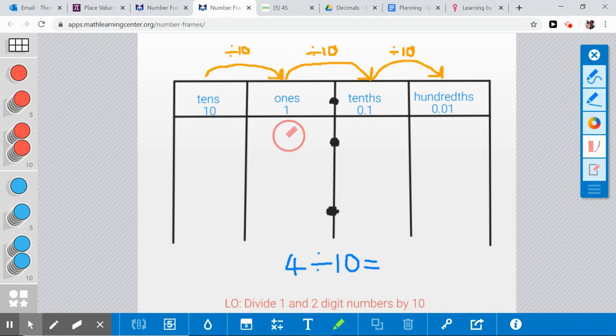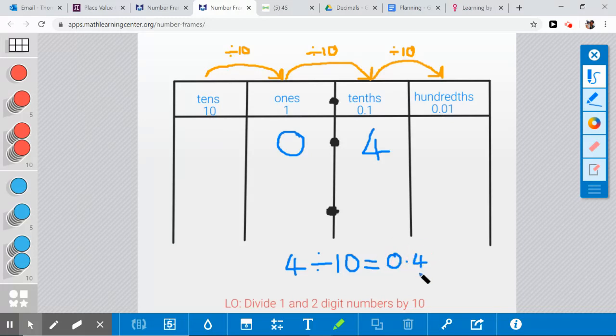So let's rub it out. Let's make it reappear one place value column to the right. So our digit 4 is now in the tenths column. What we need to remember is to put our placeholder in, our 0 here. So 4 divided by 10 is 0.4.